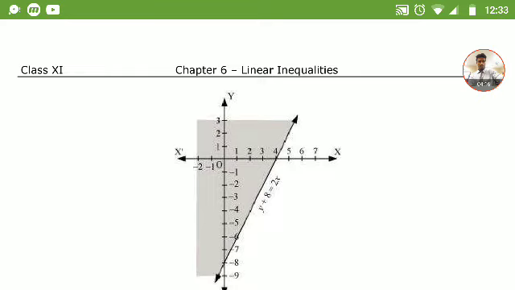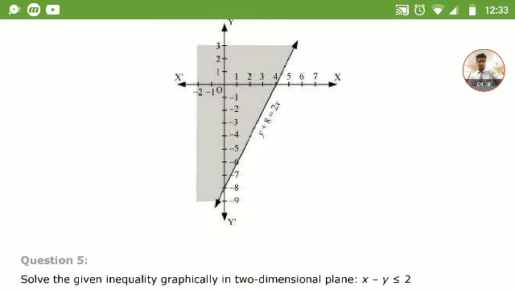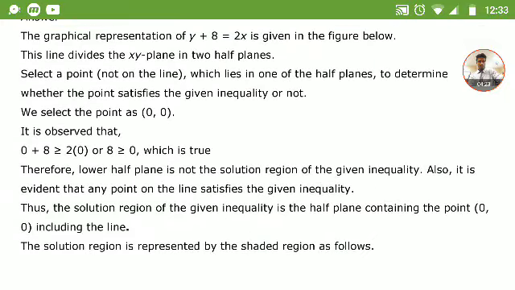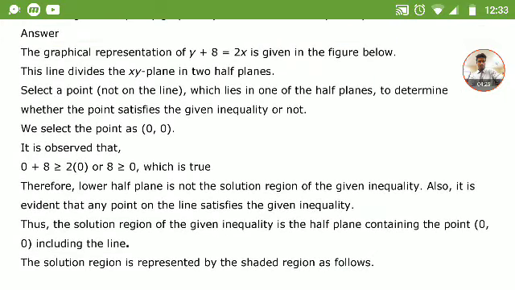freehand drawing will not be allowed. Scale and pencil should be there. This was for your question number 4. Okay, please see through. You have copied, you have written all those required statements or not.